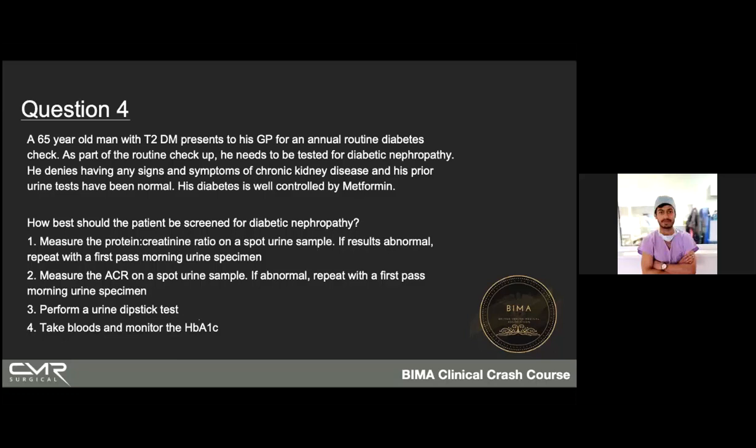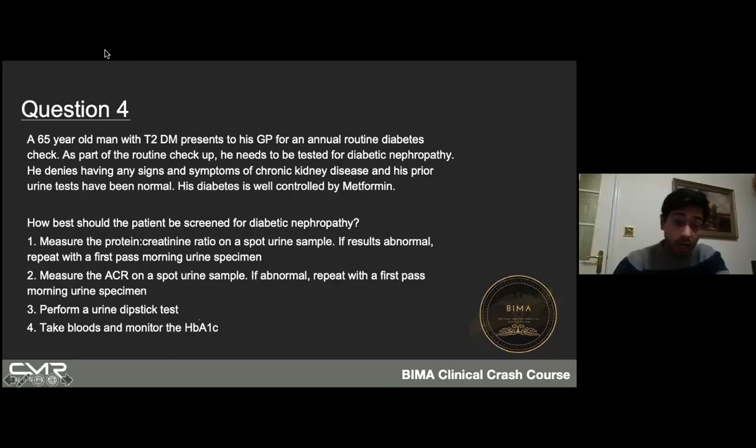Yeah, back to the question. You have a 65-year-old man with type 2 diabetes who presents to his GP for an annual routine diabetic check. As part of the routine checkup, he needs to be tested for diabetic nephropathy. He denies having any signs and symptoms of chronic kidney disease, his prior urine tests have been normal, and his diabetes is well controlled by the metformin. So how best should the patient be screened for diabetic nephropathy?